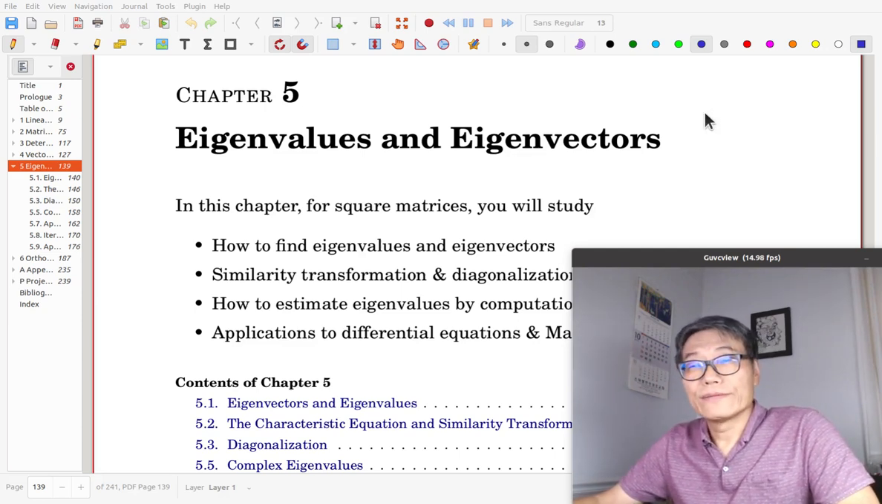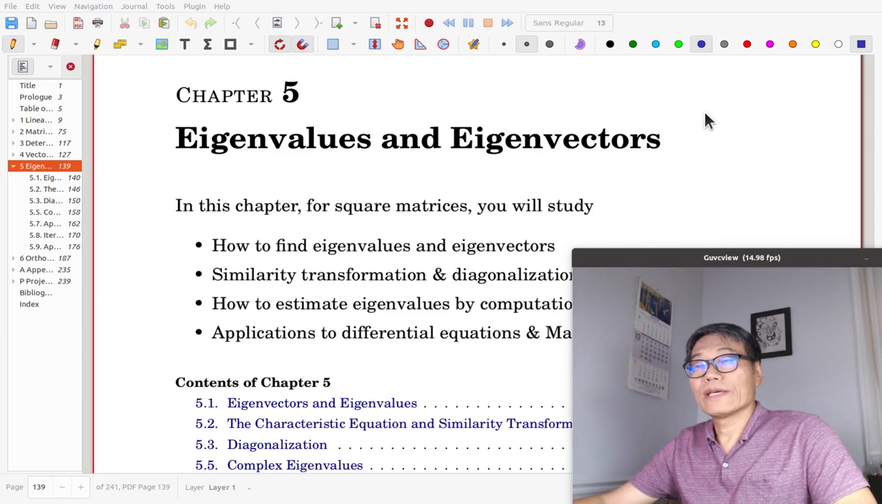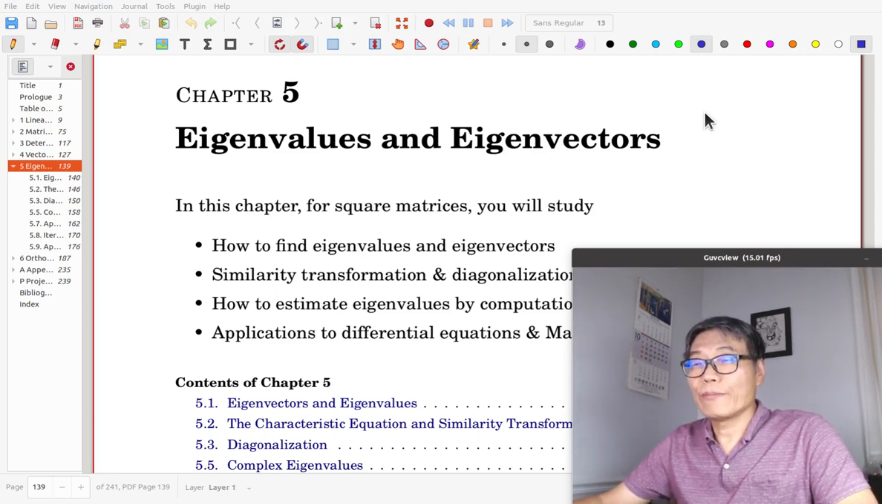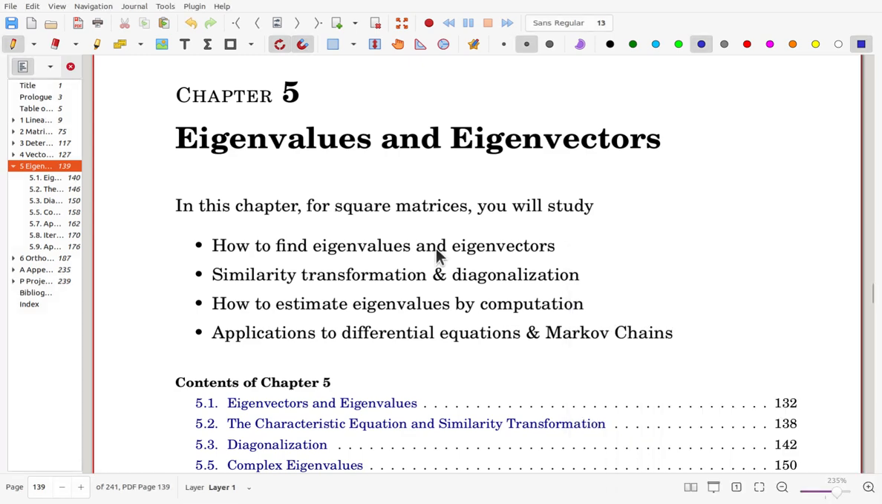Chapter 5, Eigenvalues and Eigenvectors. In this chapter, for square matrices, you'll study how to find eigenvalues and eigenvectors, similarity transformation and diagonalization, and how to estimate eigenvalues by using computational algorithms. And we'll consider applications to differential equations and Markov chains.